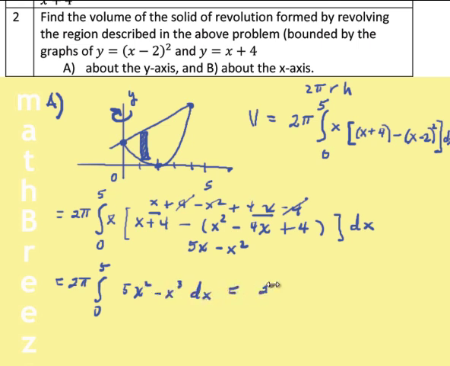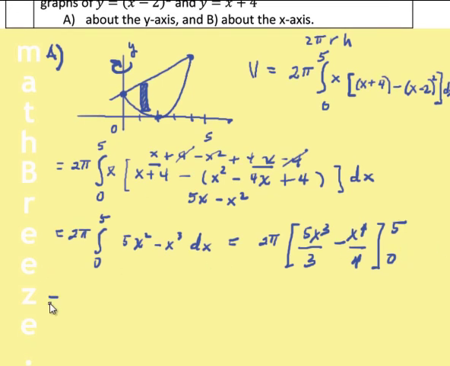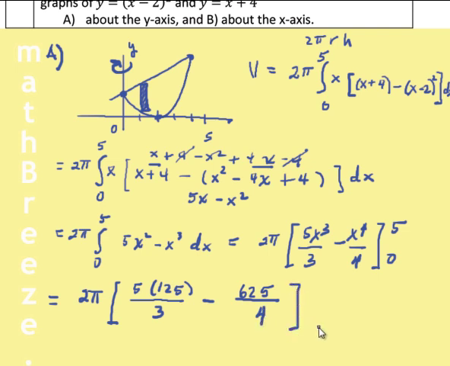And finally we integrate, power rule, and we just substitute in 5 and then 0. When we substitute in 0 we get 0, so it's just going to be 5. And here we have 5 cubed, that's 125, over 3 minus, and here we have 5 to the 4th, that's 625 over 4. And I'm going to leave it like that.